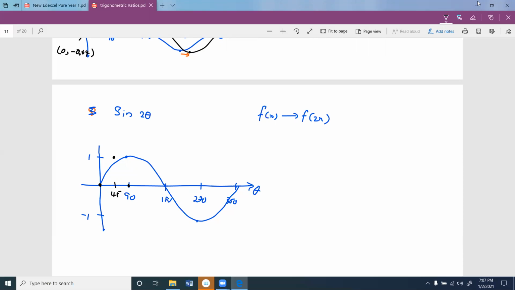270, divided by 2, turns up to 135. So it comes to this point. Again, it goes like this, this, and this. With that, you can draw the graph like this. It is just compressed into half. It's a 2x graph. The only thing is that the graph is compressed by 2. X coordinates are divided by 2. That's the way of doing this kind of question.